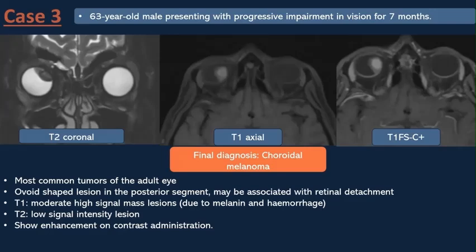Coming on to case 3, which is a case of a 63-year-old male presenting with progressive impairment of vision for 7 months. This showed an ovoid-shaped lesion that was present in the posterior segment of the eye here, which was T2 hypointense, T1 hyperintense, and showed enhancement on the T1 fat-saturated contrast imaging. The final diagnosis for this was choroidal melanoma. Now, these are the most common tumors of the adult eye. However, these are uncommon in the Indian population. These present as ovoid-shaped lesions in the posterior segment and may be associated with retinal detachment. They are T1 hyperintense, T2 low signal intensity and show contrast enhancement.